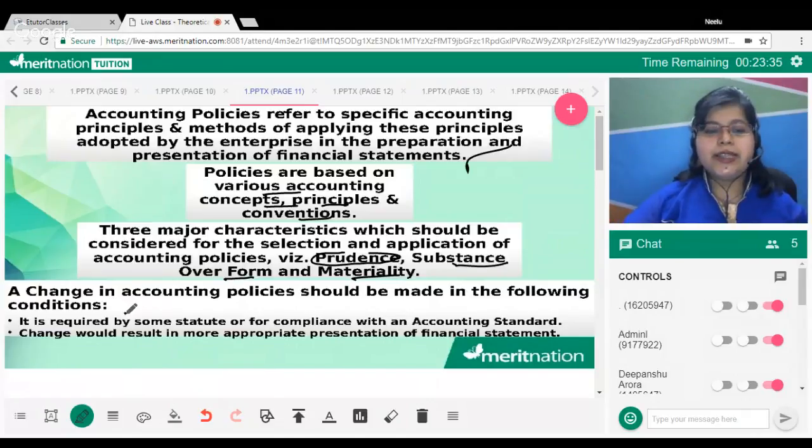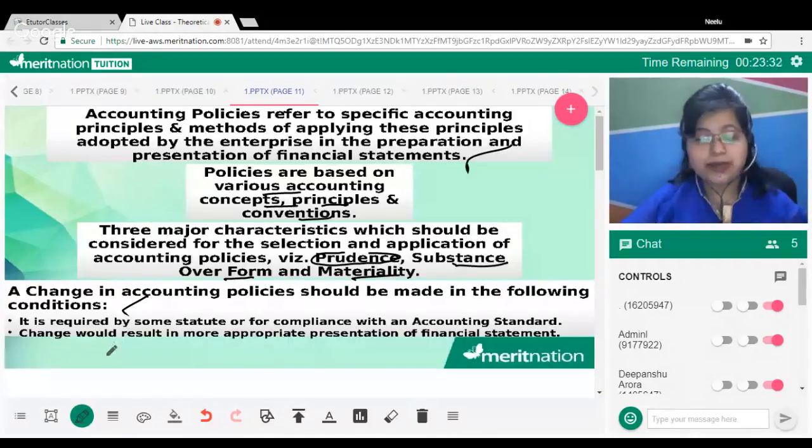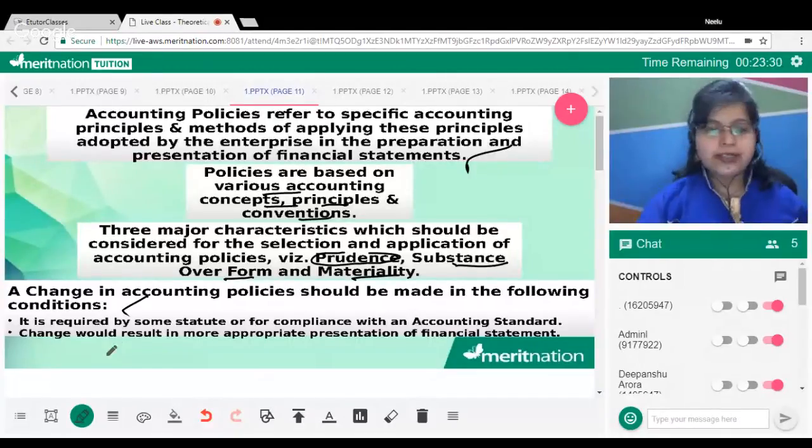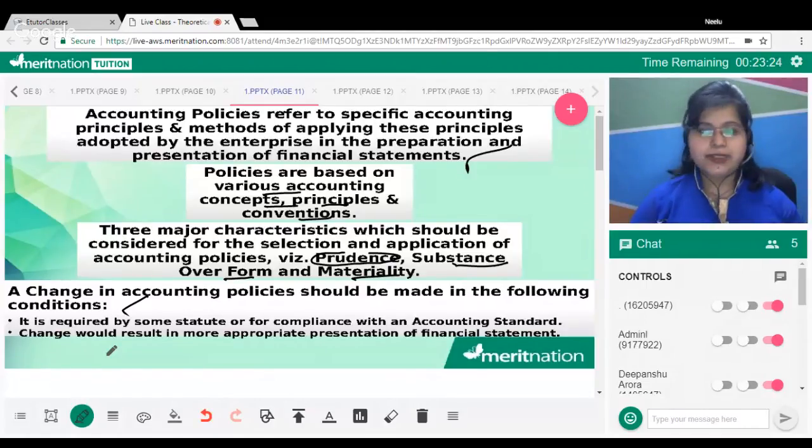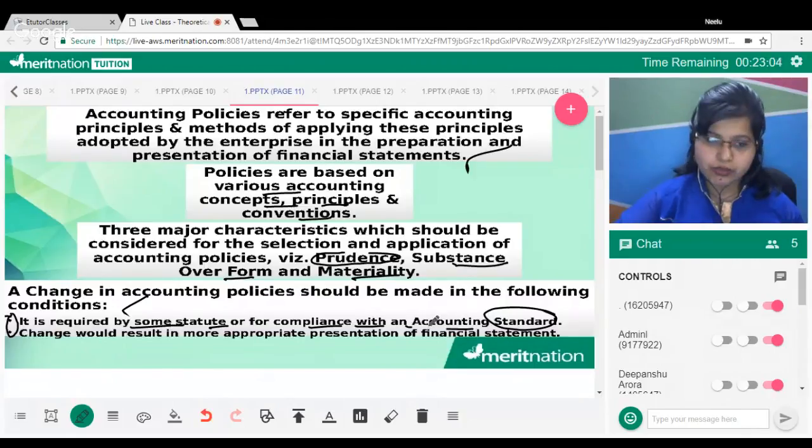And this unit also contains the changes in accounting policy portion. So let us talk about when we can make a change in the accounting policies. Once you adopt an accounting policy, the principle of consistency says you should maintain it for a long period of time. However, if one of the following conditions is satisfied, that is, one, if it is required by some statute, that is some law, or for the compliance of an accounting standard, then you can change the accounting policy.